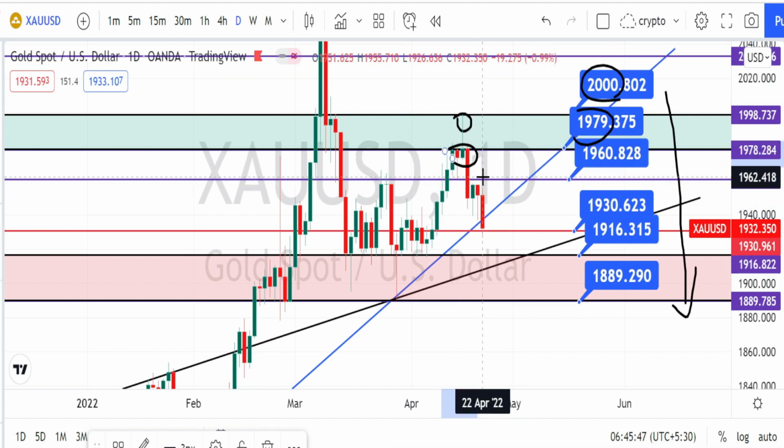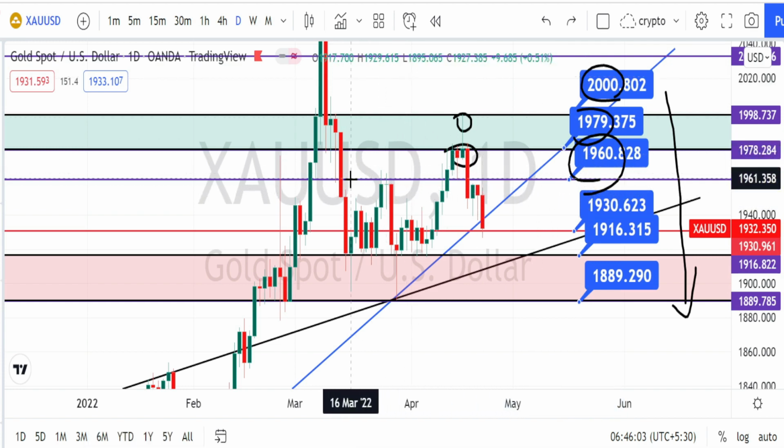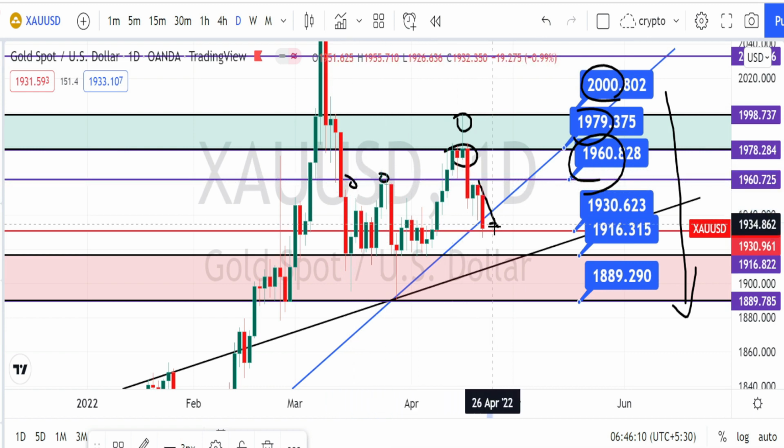And when we look at the another resistance level, 1960 will be acting as a resistance level, because in the past we have noticed this level to be acting as a very strong resistance level, and price had bounced back from this level in the past also. So it has to break this resistance level in order to continue its bullish trend reversal.